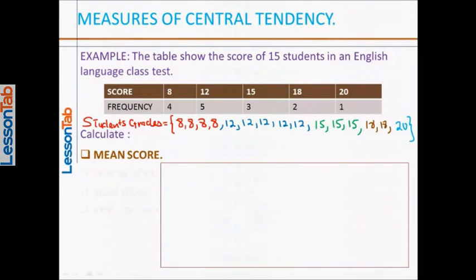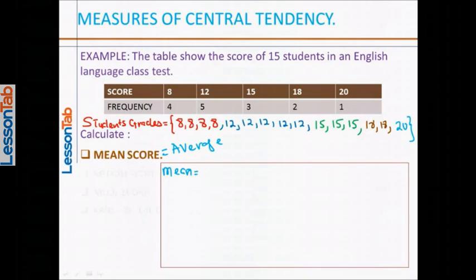So now, what we can do is, let's start with the mean. Here, what we want to do is compute the mean for this class exam. Again, the mean is also called the average. So what is the mean? How do you compute the mean?